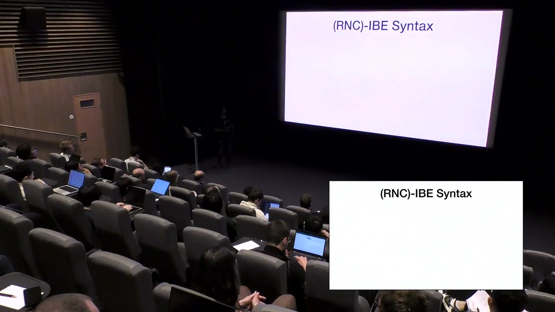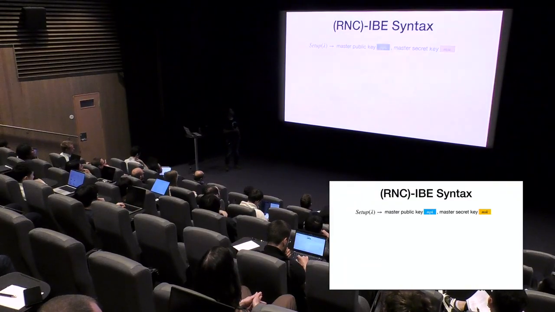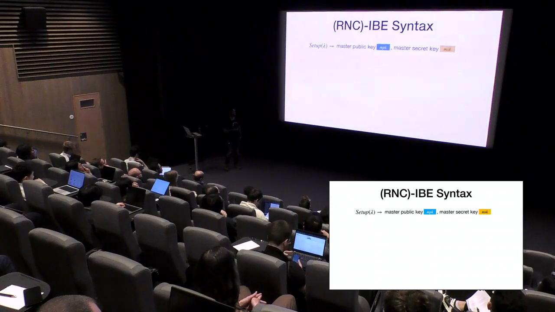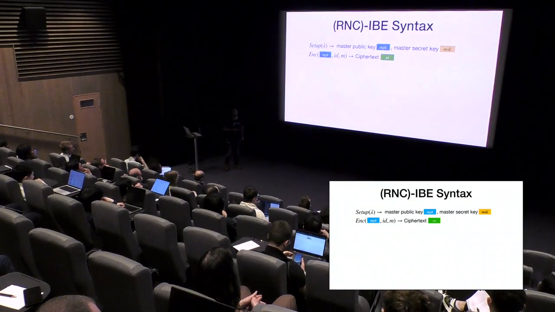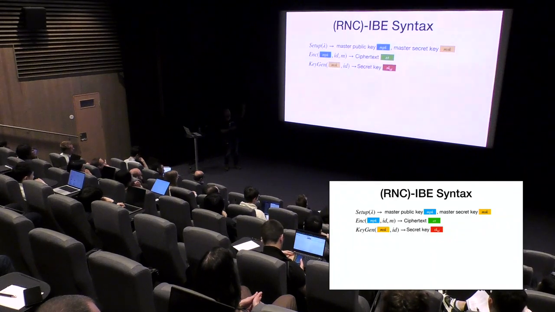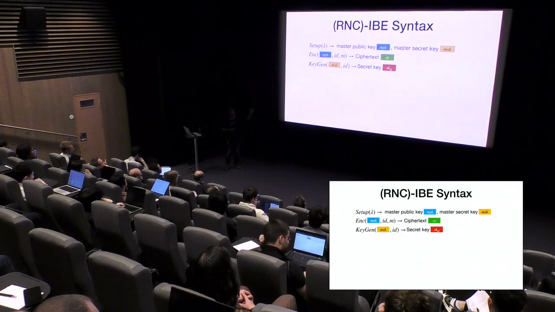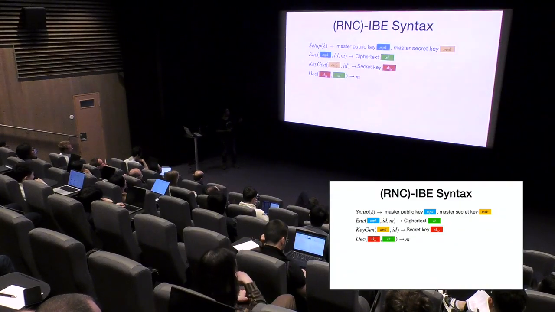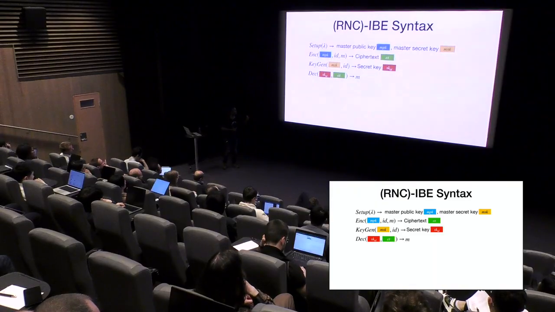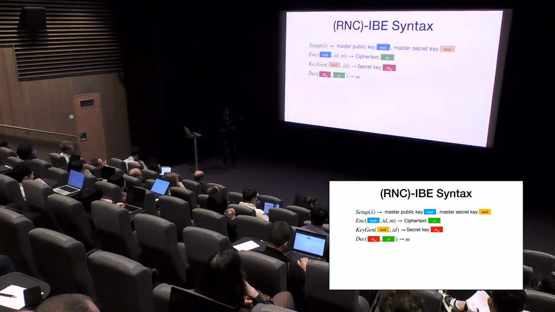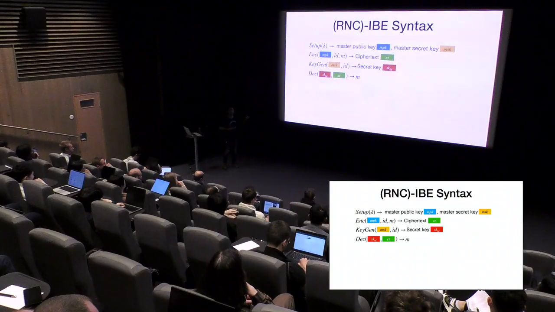Good. So what is the syntax of IBE? You have a setup which generates the master public key and the master secret key. Encryption takes the master public key, identity, and the message, and outputs the ciphertext. Now, since there are many parties in the system, there should be a key generation algorithm. The key generation algorithm takes the master secret key and the identity of the entity and generates the secret key for that person. And decryption says that if you have the secret key for ID and a ciphertext which is encrypted under ID, you get back the same message. So this is like an advanced functionality of PKE.